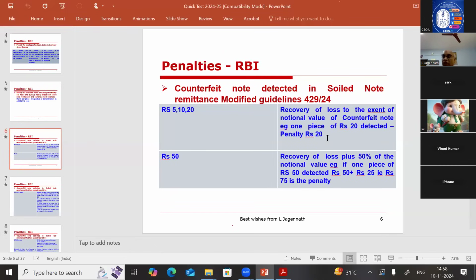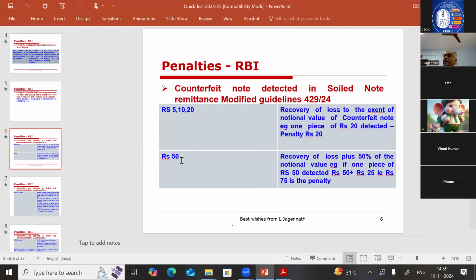For denominations of 5, 10, 20, if a counterfeit note is detected in the soiled note remittance, then banks have to pay a penalty equal to the denomination of that counterfeit note. That is, up to 5, 10, 20, you have to pay a penalty of 20 rupees only. For example, if a 20 rupee note is counterfeit in the soiled note remittance, pay only 20 rupees.